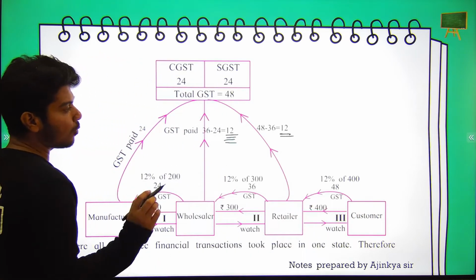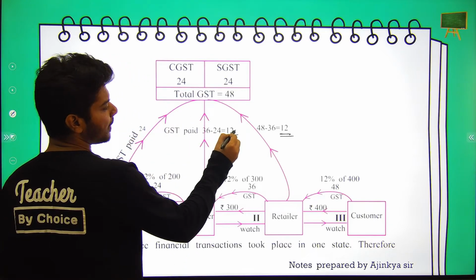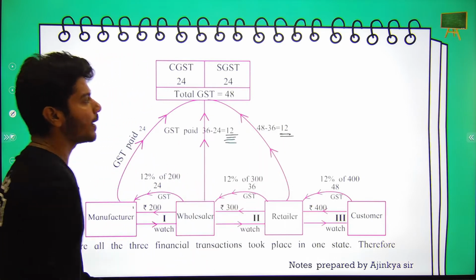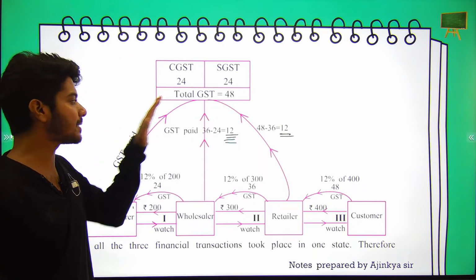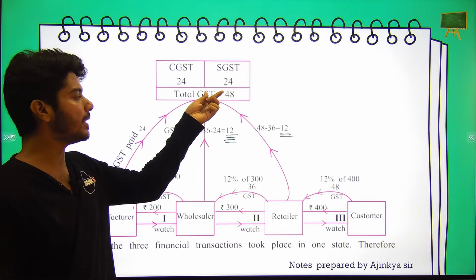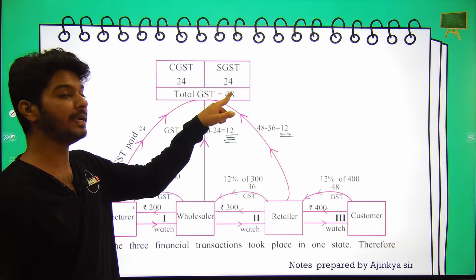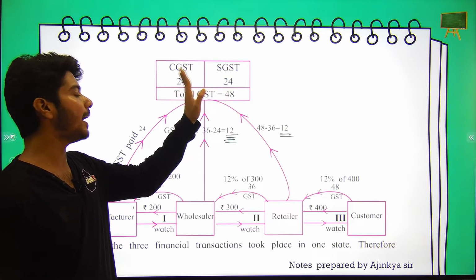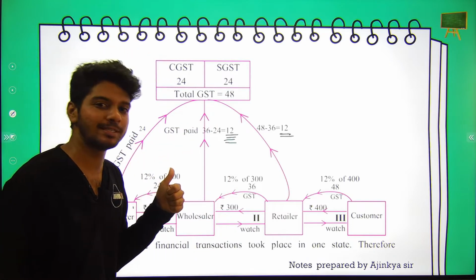Let's see how much tax is collected by the government: 24 plus 12 plus 12. So the total tax is 48 rupees. Total tax collected in this whole transaction is 48 rupees. When the tax collected is 48 rupees, half will be distributed, 24 to the state government and 24 to the central government. So I hope this mechanism is clear.